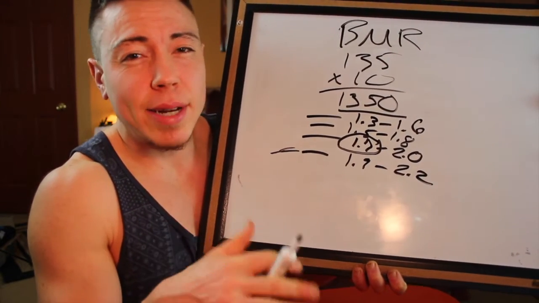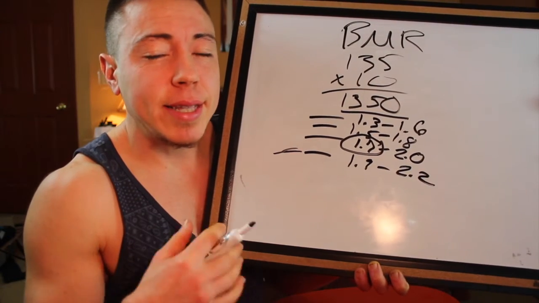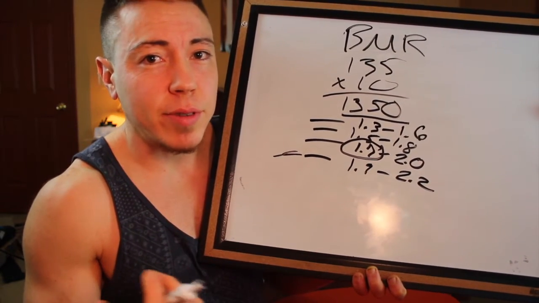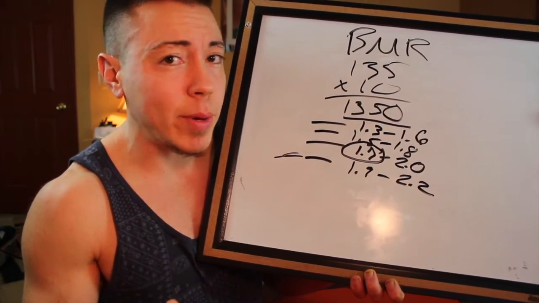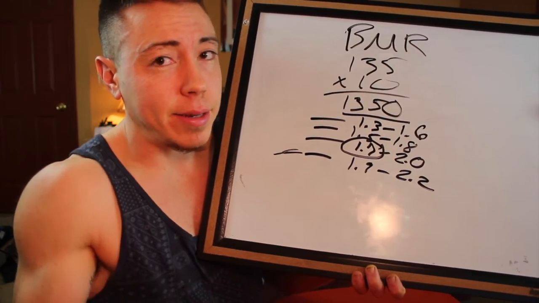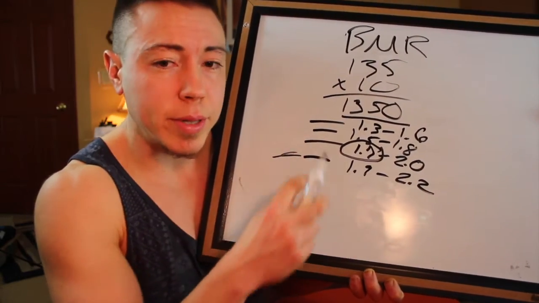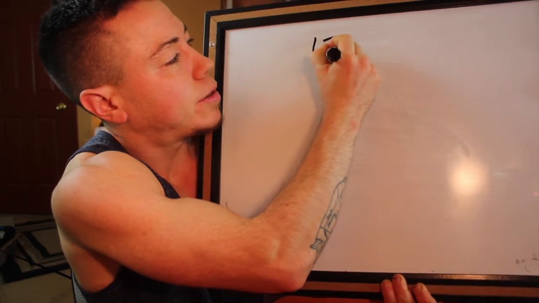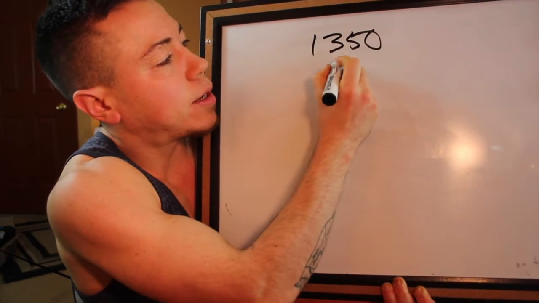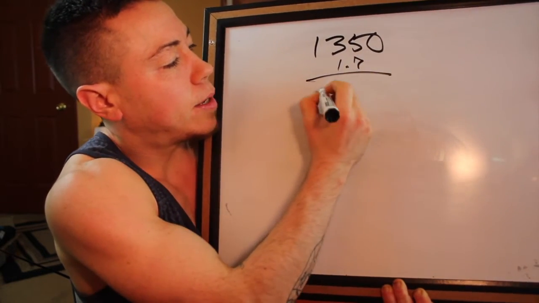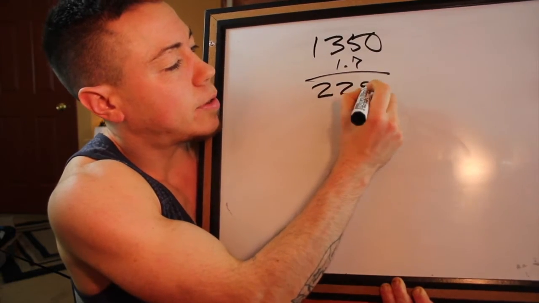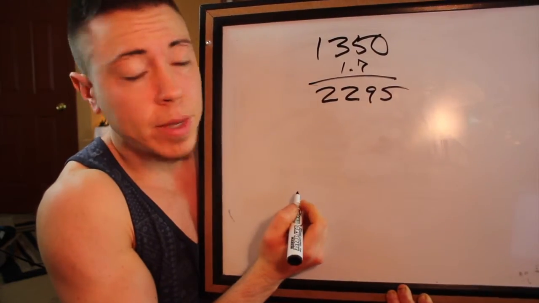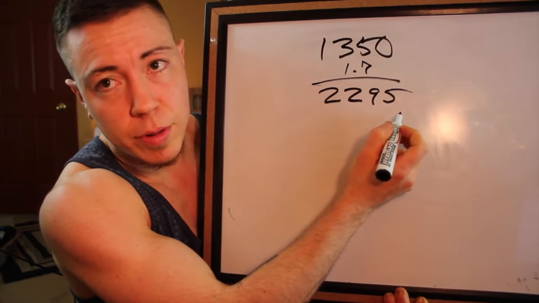But I want to be conservative about it and see where it goes. I'll probably track it for like a week or two, see what my weight does on the scale, and go from there. So let's go with 1.7. 1350 times 1.7 is 2295.